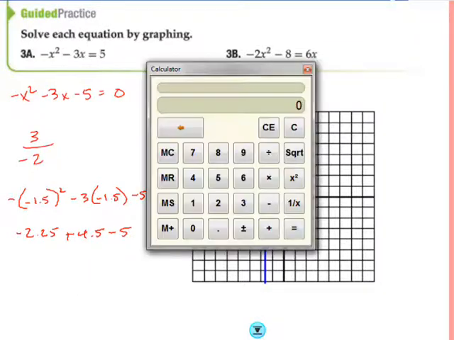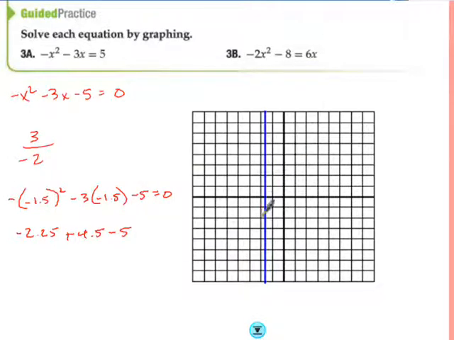Let's go into our calculator real quick, make sure we get all of our numbers correct. So that's negative 2.25 plus 4.5 minus 5, and that's 1.75. Oh, I forgot the negative there at the beginning. Sorry about that. 2.25. I knew that was wrong. Negative 2.25 plus 4.5 minus 5. So I have negative 2.75. Okay. So that's negative 2.75 is somewhere there.